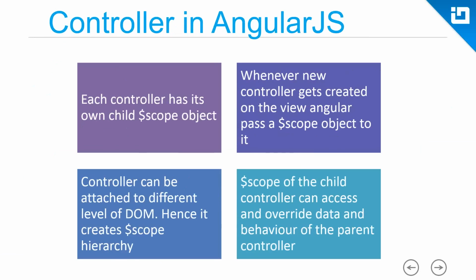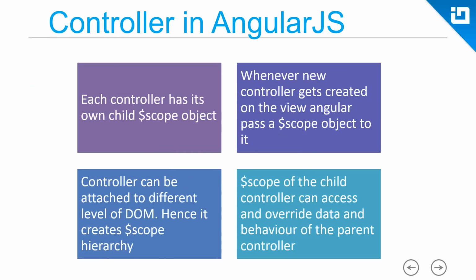Great. Each controller has its own child scope object. You'll see in the demo that when we create a controller, we pass a scope object as a parameter to it. So each controller has its own scope object. Whenever a new controller gets created on the view, Angular passes a scope object to it. As we mentioned earlier, if you are using a controller 10 times, there will be 10 scope objects created for the controller on the view.